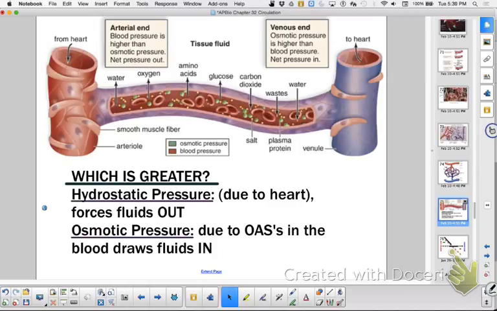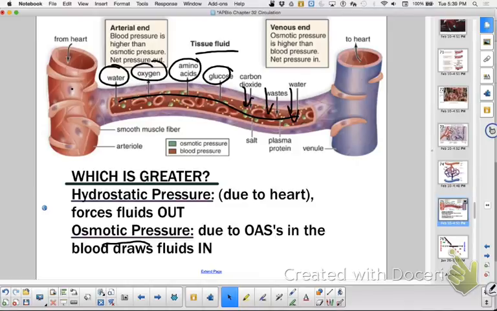So again, one more time, looking from the arterial end to the venular end, and imagining here in the middle, this is your capillary bed. Hydrostatic pressure due to the heart is going to force fluids out: water, oxygen, amino acids, glucose. But by the time the blood has got to the venular end, the osmotic pressure is greater, and it's going to draw in carbon dioxide, waste, and water. So it can be returned, go back to your heart, get sent to the kidney and be cleaned of nitrogenous waste, or go to the liver and be cleaned of toxins. We'll talk about that a little bit more in class.